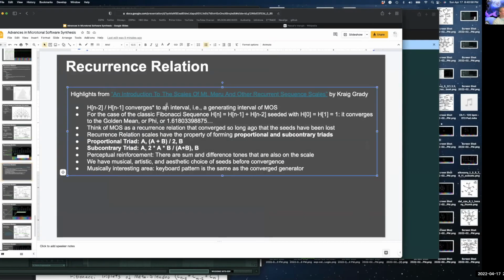All right, so I'm winding down. I already showed you that when you carry the sequence out, the H(n-2) or H(n-1) converges to the interval. Right? That's what I was showing you here.